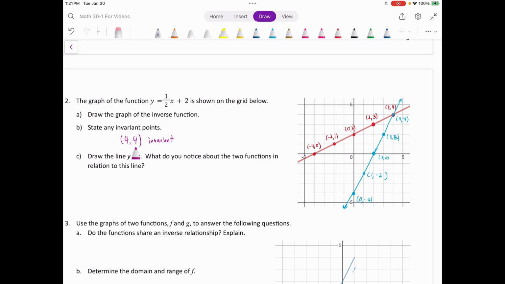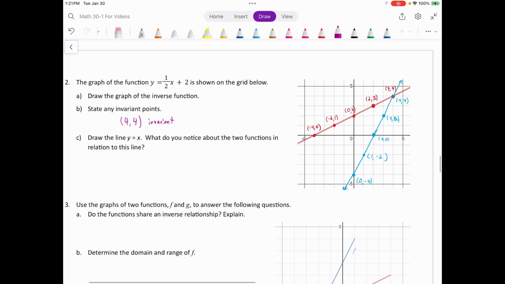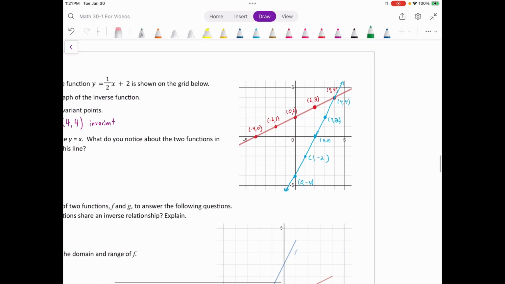If I switch these around, you wouldn't even be able to tell. So an invariant point wherever y equaled x, because that's all that the inverse does. All right, now we're going to get into what we mentioned earlier about the idea of reflections in the line y equals x. To see what's going on here, it's asking us to draw the line y equals x.